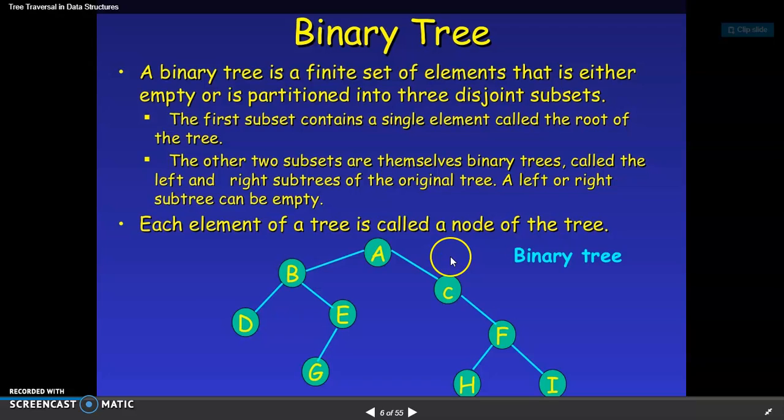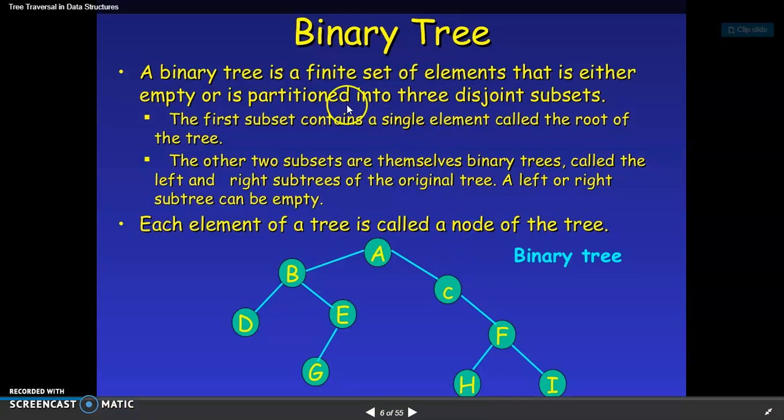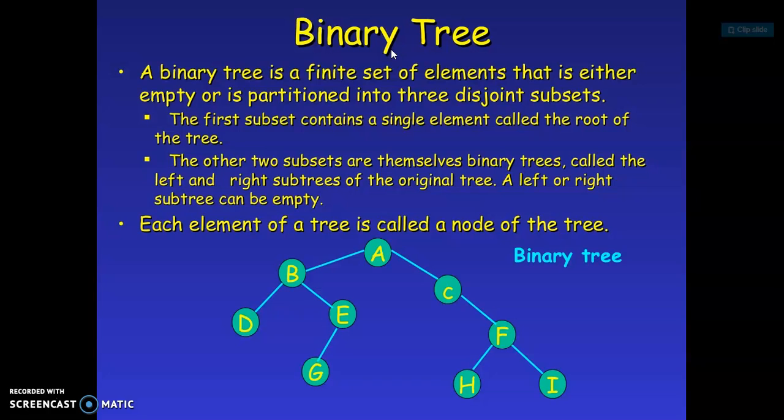We define a tree as a finite set of elements. Here the binary tree is nothing but, as the name itself says, binary means two. So the tree can have a maximum of two child nodes. A node can have either zero child nodes, or one child node, or a maximum of two child nodes.